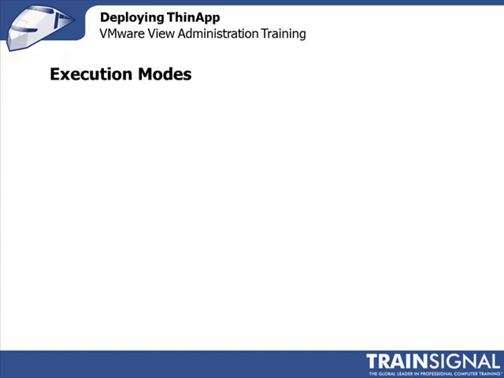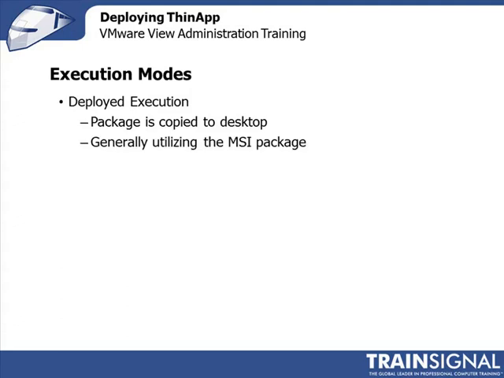So let's start with our execution modes. The first option you have for executing these packages is a deployed execution model. In this model, the package is copied to the desktop and then executed from that local copy. Generally, you'll want to utilize a MSI deployment package that we create when creating the ThinApp package. This will automate a lot of the tasks that we normally would have to do for registering a ThinApp package. Using this MSI package blends in easily with software deployment tools like System Center Configuration Manager from Microsoft and other tools that are used to deploy software to desktops.